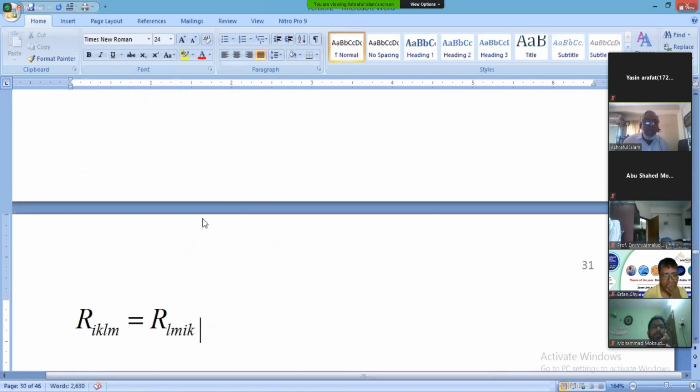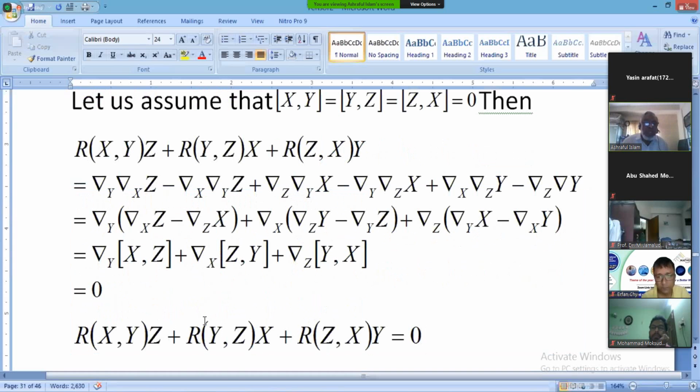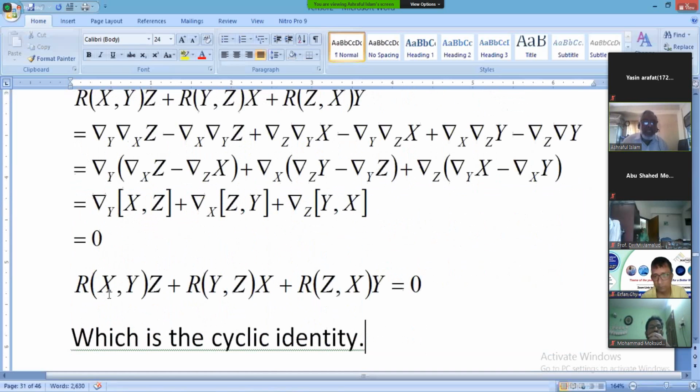By substituting this, now we come to the cyclic identity. This is the general identity. The commutator is 0. Cyclically we write x, y, z; y, z, x; z, x, y. From this expression we place it here. These commutators are 0, this is 0, and this is the commutator. Everything is 0, so this is equal to 0. This is the cyclic identity in general form.